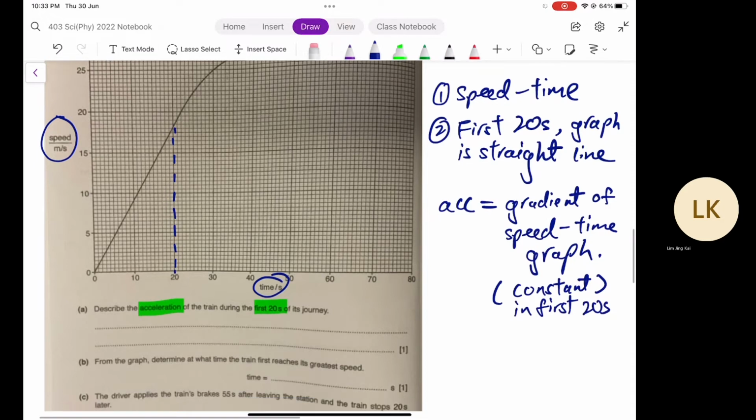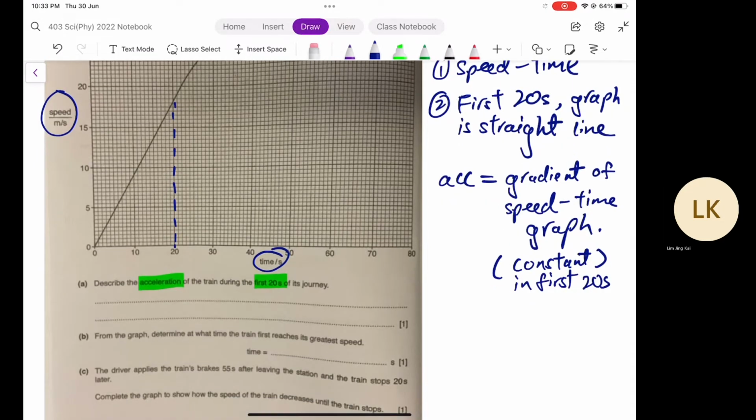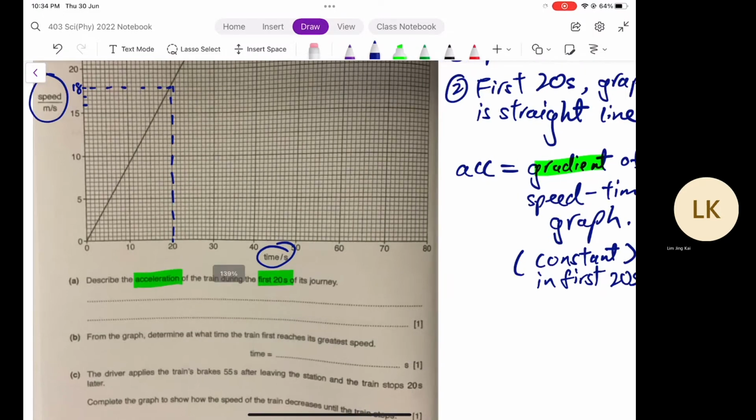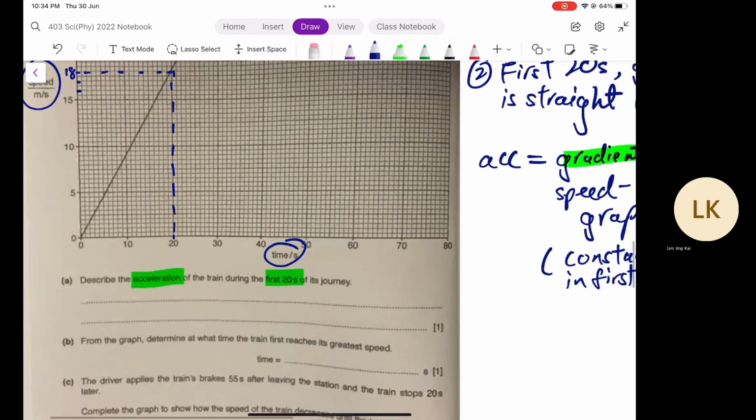Okay, so once we know that it's constant for the first 20 seconds, we can now put our answer down in the question below. Okay, so looking back at the question, we are looking at the gradient of the speed time graph. So we can actually calculate the gradient. Okay, so you notice that at 20 seconds, the speed is 18 meters per second. And from there, I can actually calculate the gradient, okay, to be 18 divided by 20, which will give me 0.90 meters per second squared.